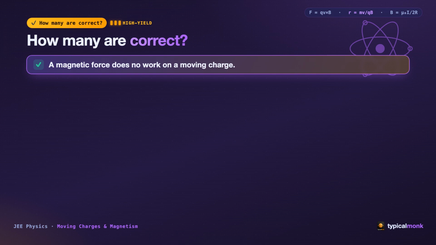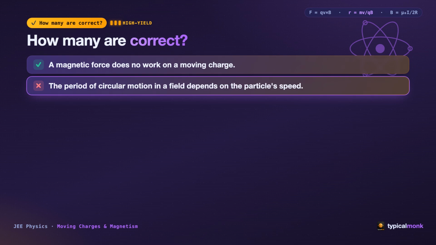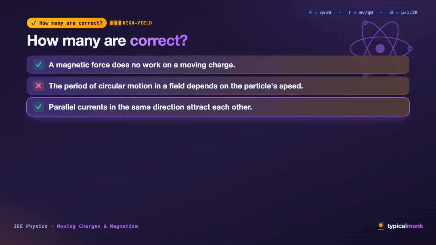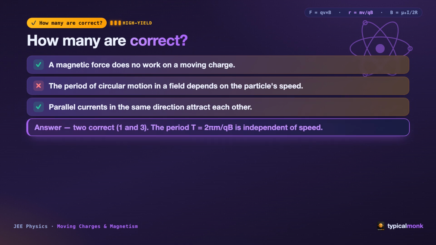Now, how many of these 3 statements are correct? 1. A magnetic force does no work on a moving charge. That is correct. 2. The period of circular motion in a field depends on the particle's speed. That is wrong. It is independent of speed. 3. Parallel currents in the same direction attract each other. That is correct. So the answer is 2 are correct, statements 1 and 3. The trap is statement 2. The period 2 pi m over qB is independent of speed.